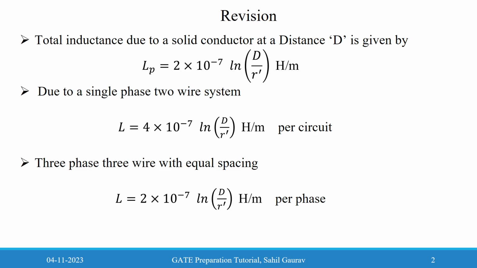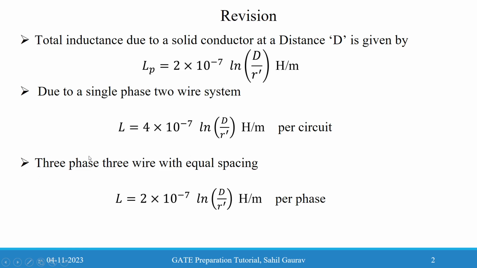We have seen that the total inductance due to a solid conductor at a distance d is given by this expression. If you want to calculate the inductance of a single phase 2 wire system, then it is double that of the solid conductor, that is 4 into 10 to the power minus 7 ln d divided by r dash, where r dash is 0.8877 into r, that is the self GMD or GMR of the conductor.